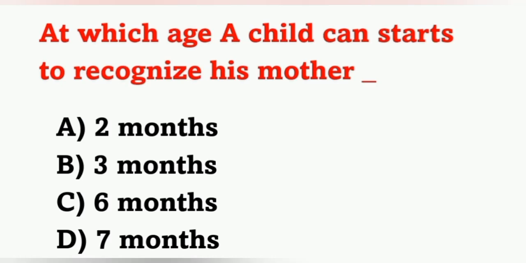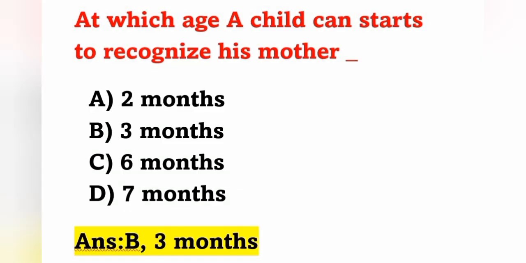The next question, at which age can a child start to recognize his mother? Option A 2 months, option B 3 months, option C 6 months and option D 7 months. Correct answer is option B 3 months. A child or a baby can recognize his mother at the age of 3 months. It is one of the social developments.